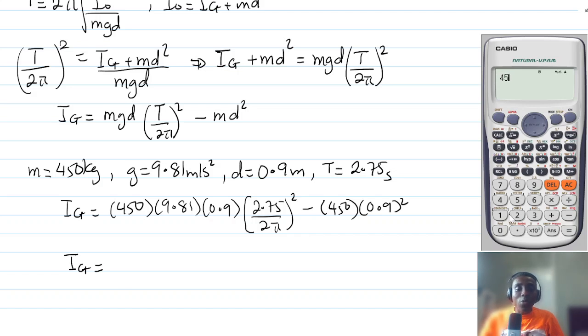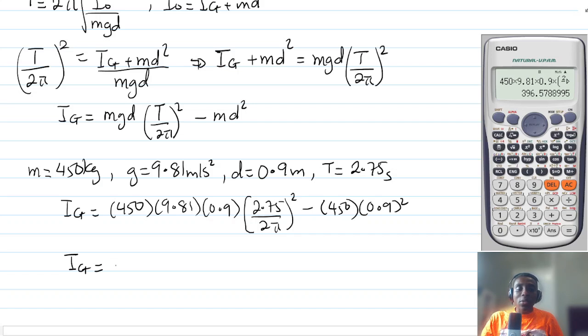Okay, so it's going to be 459.81 multiplied by 0.9 multiplied by, so I have 2.75 divided by 2 pi, and then this will multiply, so the square of this, minus 450 multiplied by 0.9 squared, right?